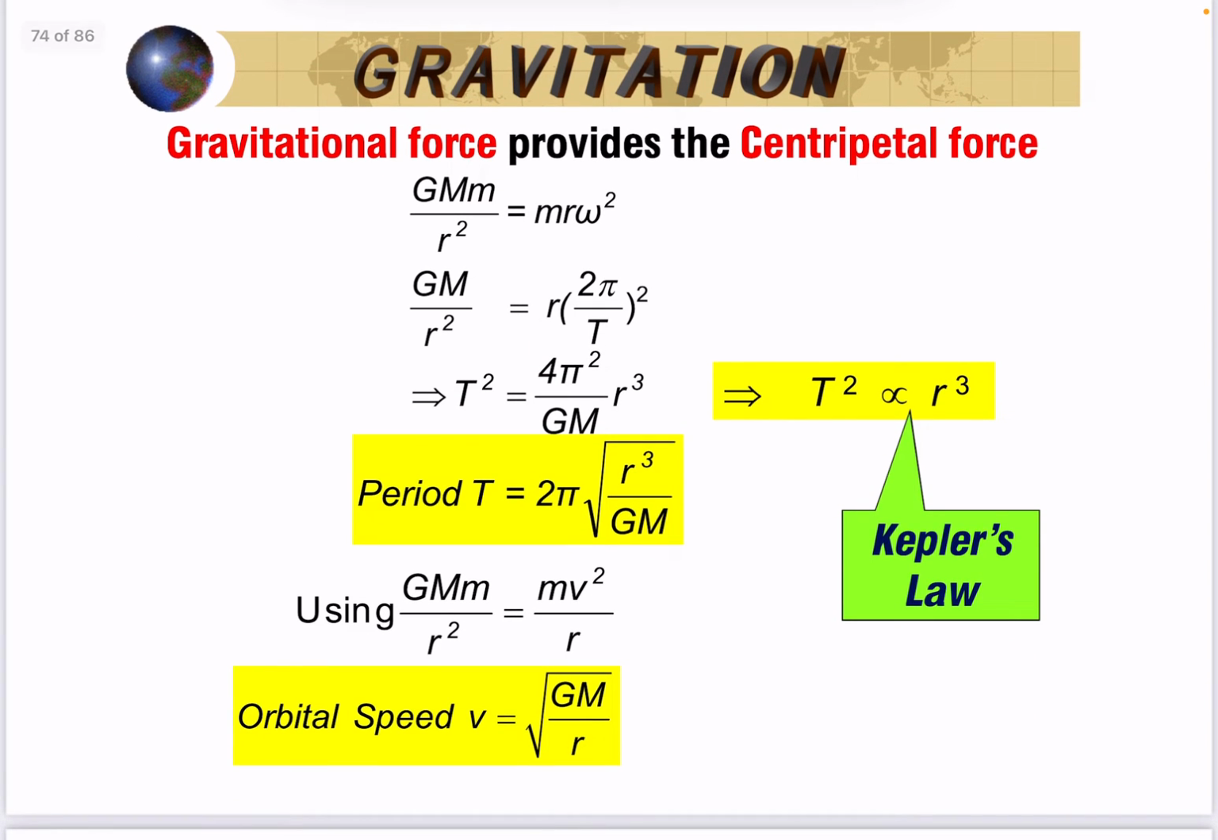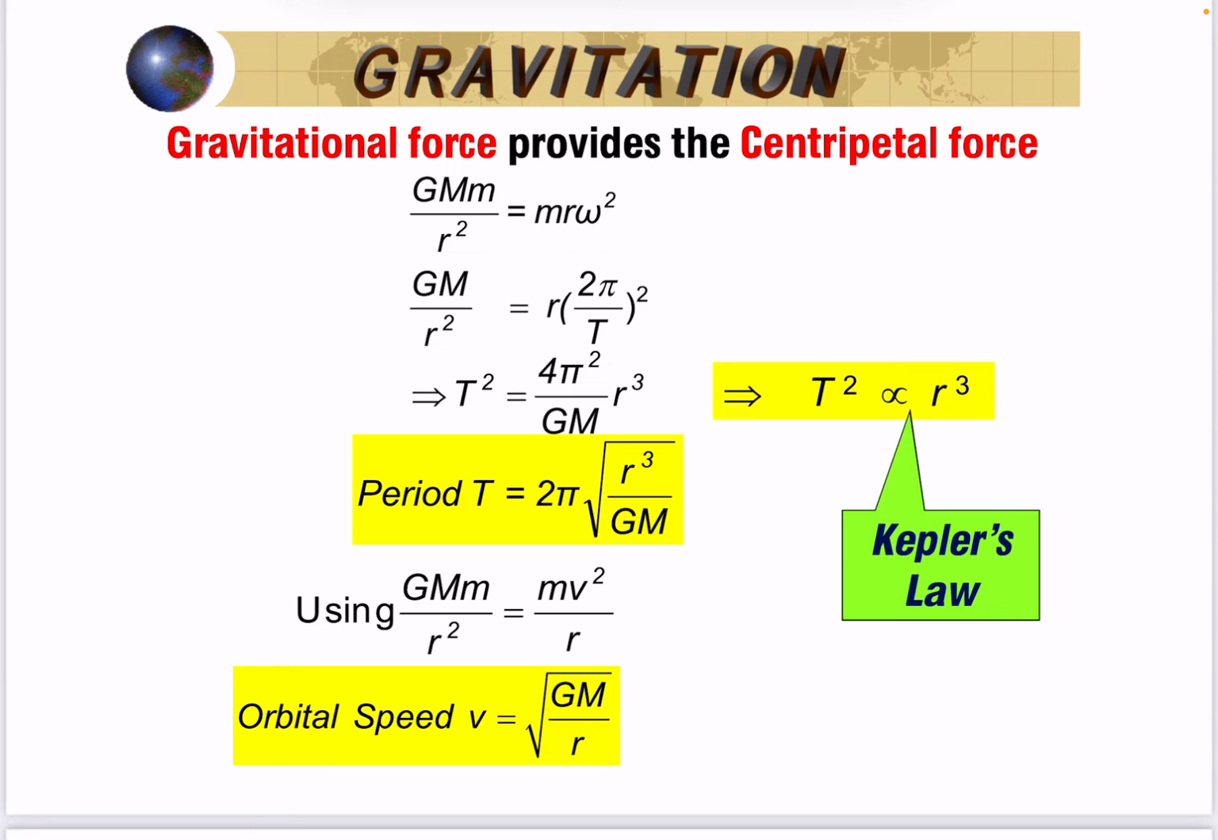So if we substitute in the period of the moon, or planets in the case of planets orbiting the Sun, we find a very useful relationship, T squared proportional to r cubed. This is actually Kepler's third law. And so by doing this, we are actually showing that Newton's law of gravitation leads to Kepler's third law.